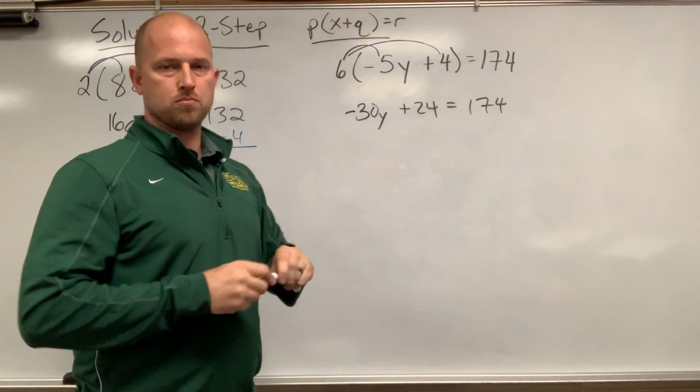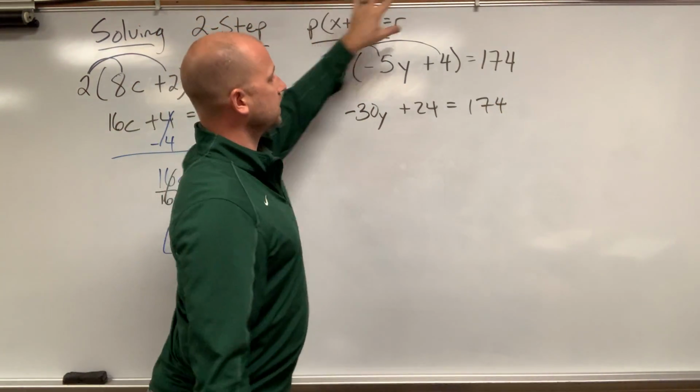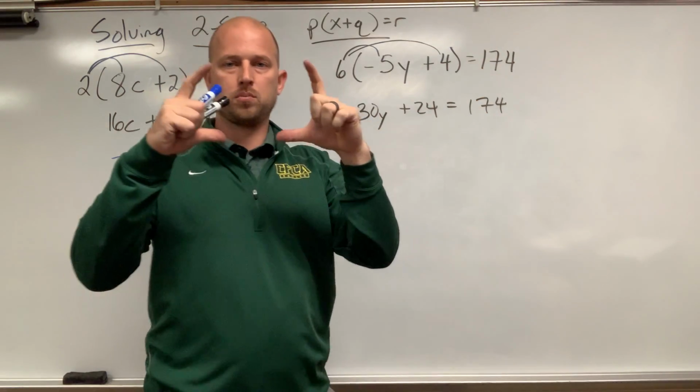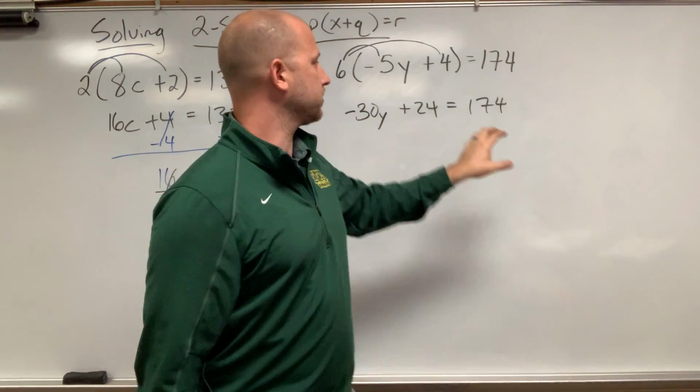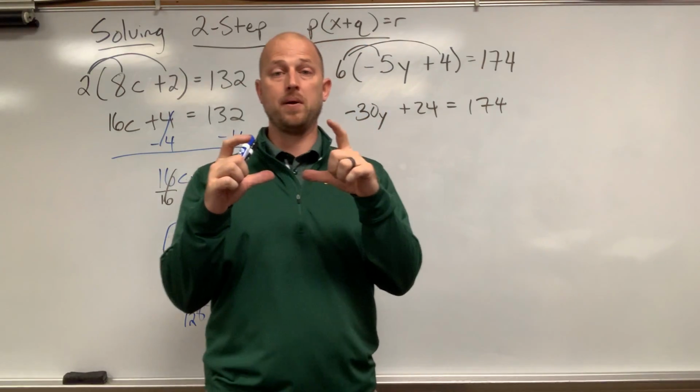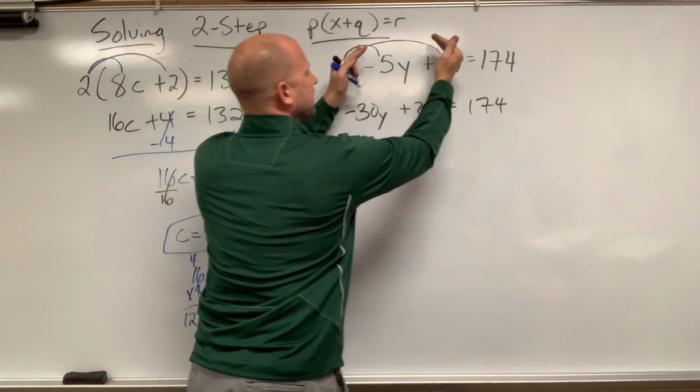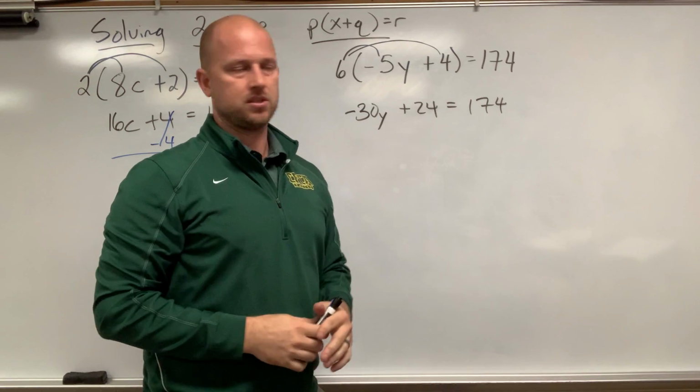Now, this made me think of something. Please don't take your 6 and multiply by 174. Only multiply by what's in the parentheses. 174 is not in the parentheses, so don't multiply by that. This is only multiplied by the expression inside the parentheses.